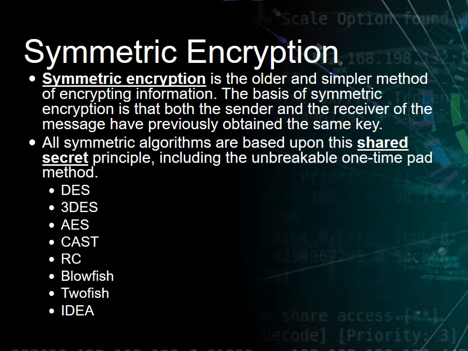So there's two types of encryption. There's symmetric and there's asymmetric. Symmetric encryption is the older and simpler method of encrypting information. The basis of symmetric encryption is that both the sender and the receiver have the same key. All symmetric algorithms are based upon this shared secret principle, including the unbreakable one-time pad method. So common symmetric encryption algorithms are DES, triple DES, AES, CAST, RC, Blowfish, Twofish, and IDEA.